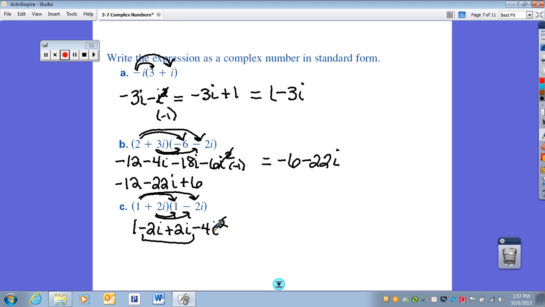Remember please that i squared is negative 1. So we would have 1, and then negative 4 times negative 1 would be positive 4. So 1 plus 4 would give me 5.